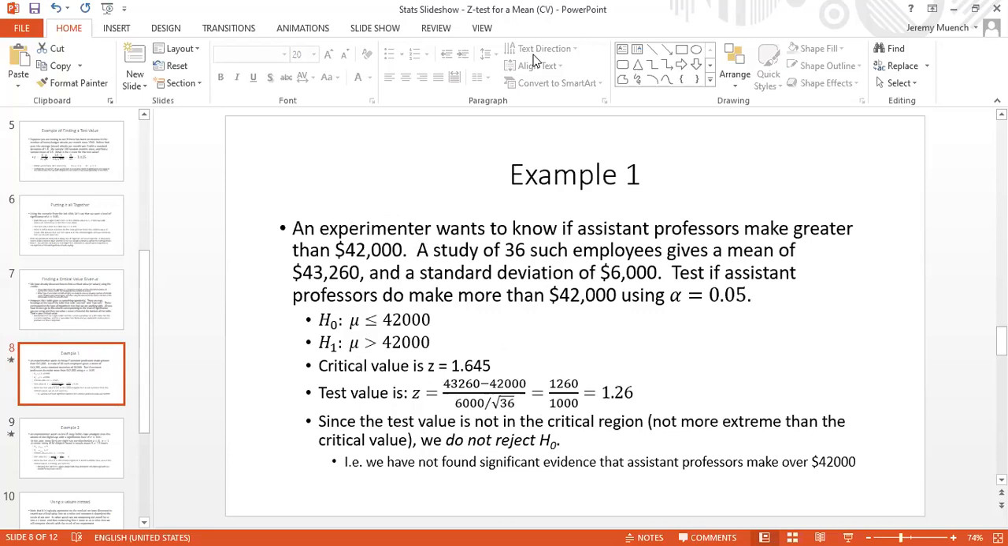If we want to see what that would look like, it's essentially saying something like this. If we have our normal curve and our critical region is right here, this is our 1.645. There's a shaded area of 0.05 here.